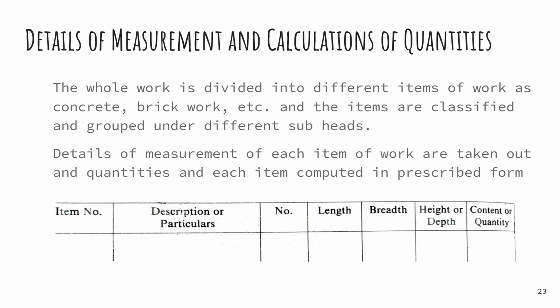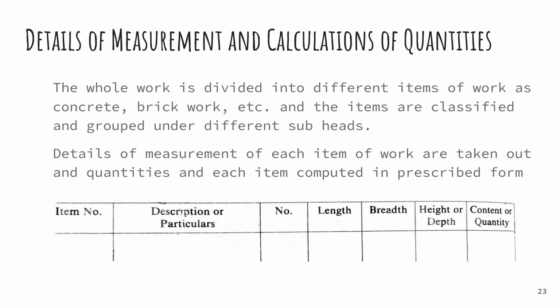So the first column is for item number. Depending upon the items that you will have, it would start from 1, 2, 3, and it will go on. If we have 20 items, we'll have item numbers from 1 to 20. The second would be description or particulars. That could be any of the 18 items that we have specified in our previous slides, or it could be any other item. And number.